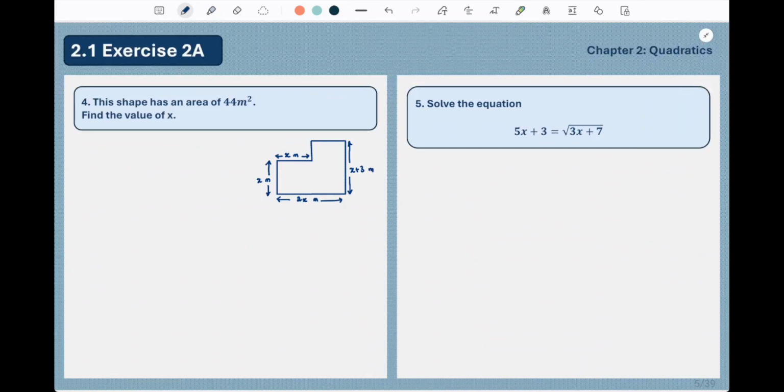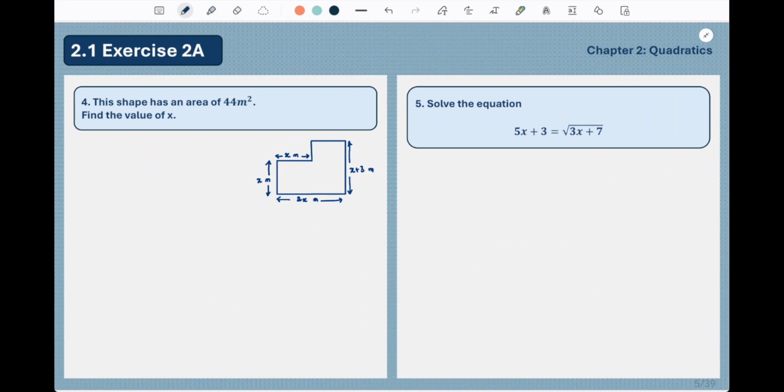Hello everyone, so today we're going to go through two more examples on how to solve quadratic equations using the factorization method, and then we're going to discover a new one, which is the formula method. So for question 4, this shape has an area of 44 meters squared. Find the value of x.